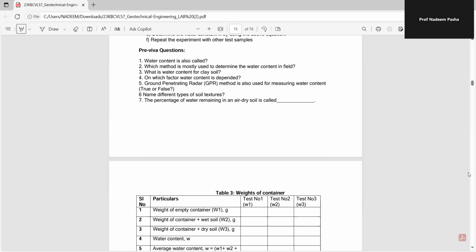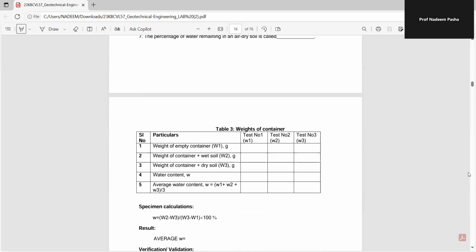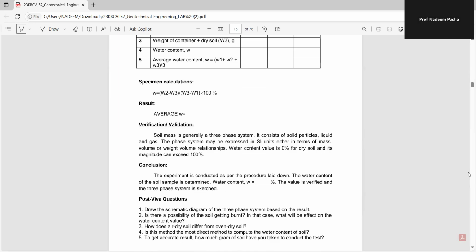That is, weight of empty container W1 gram, weight of container plus wet soil W2 gram, weight of container plus dry soil W3 gram. So your water content w is equal to (W2 minus W3) divided by (W3 minus W1) into 100%. Water content is also known as natural water content. After that, you have to represent the soil as a three-phase system, which consists of water, air, and solids.